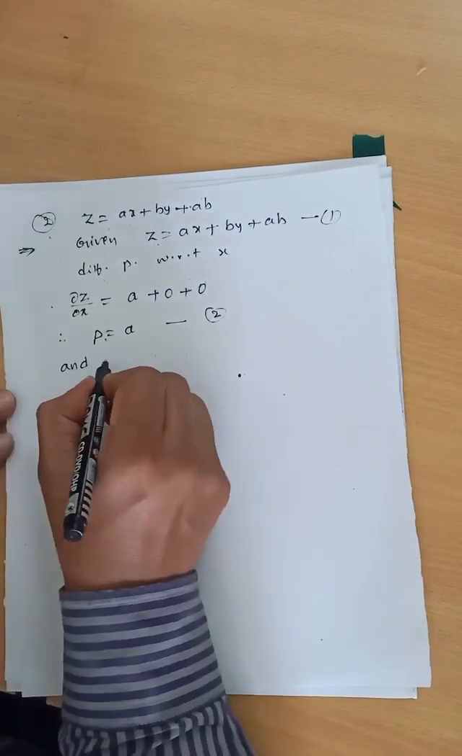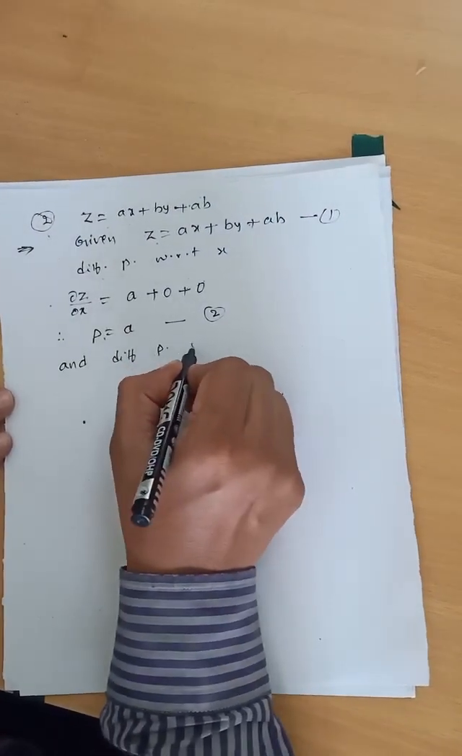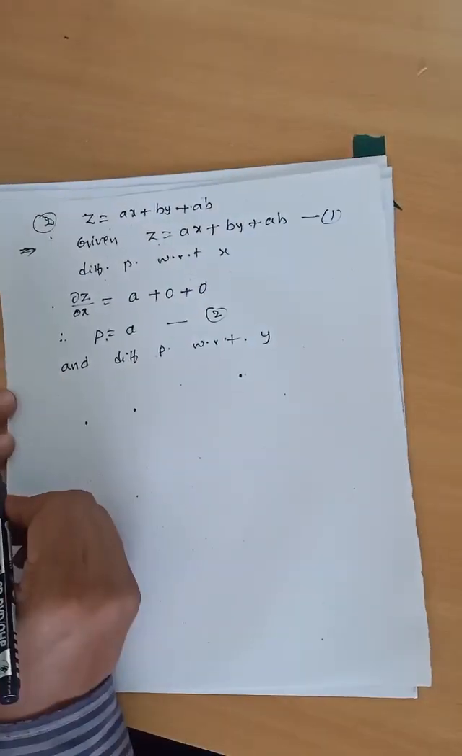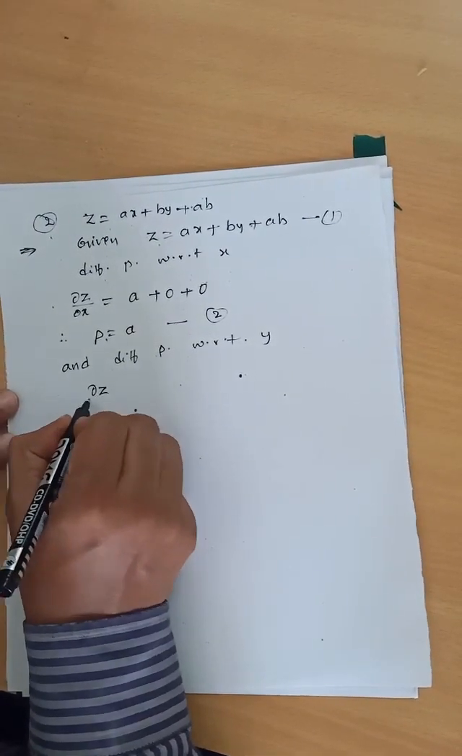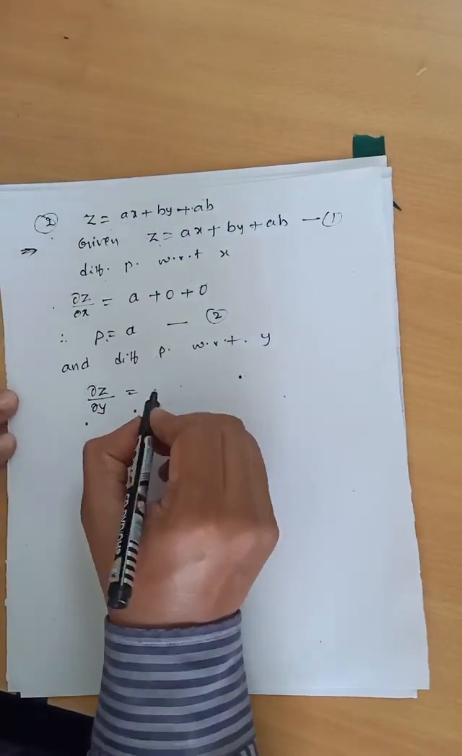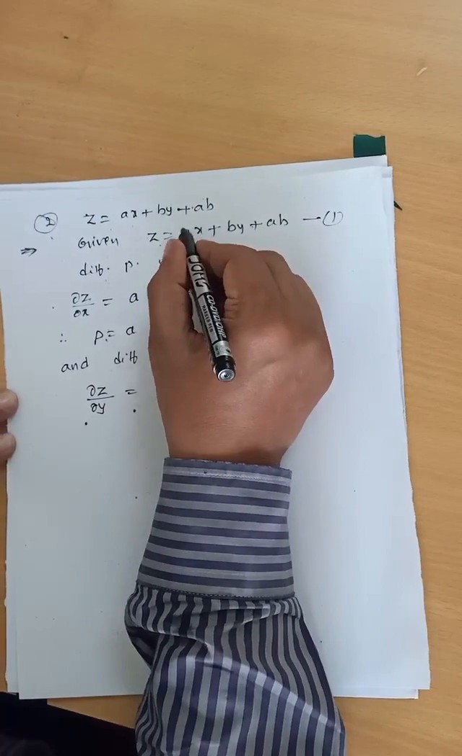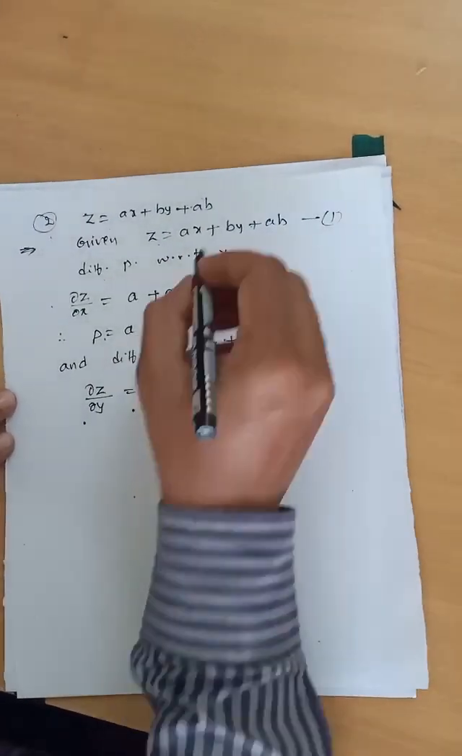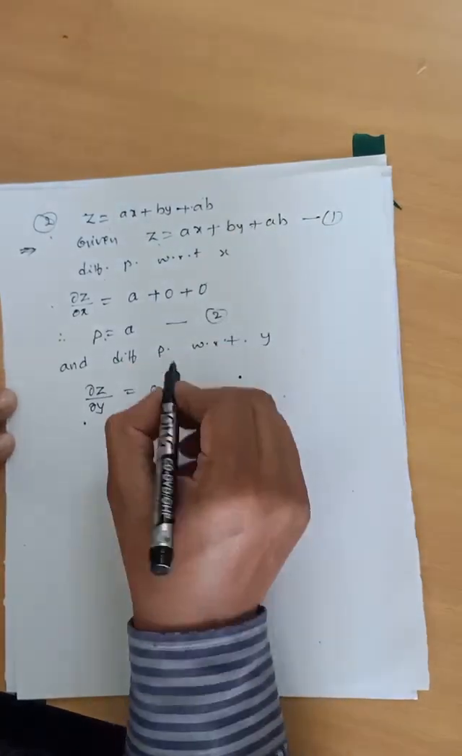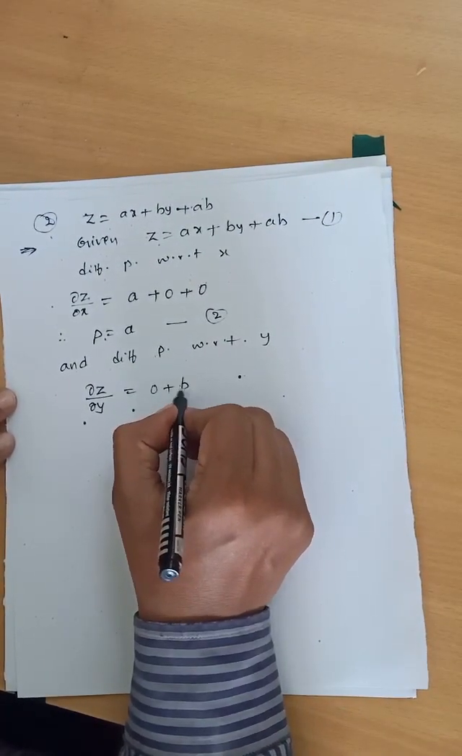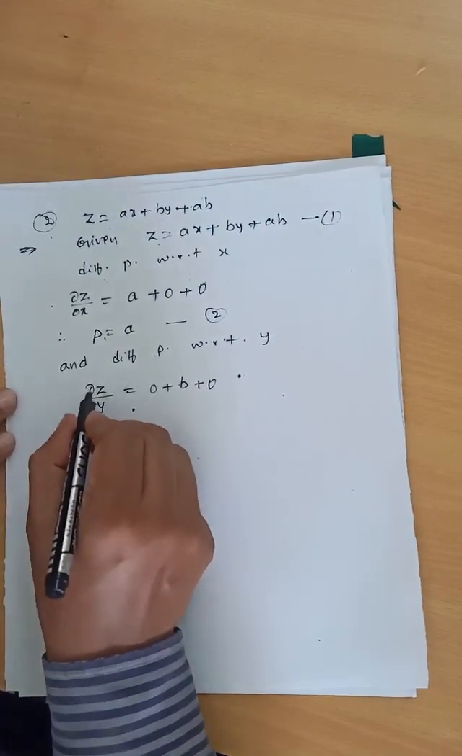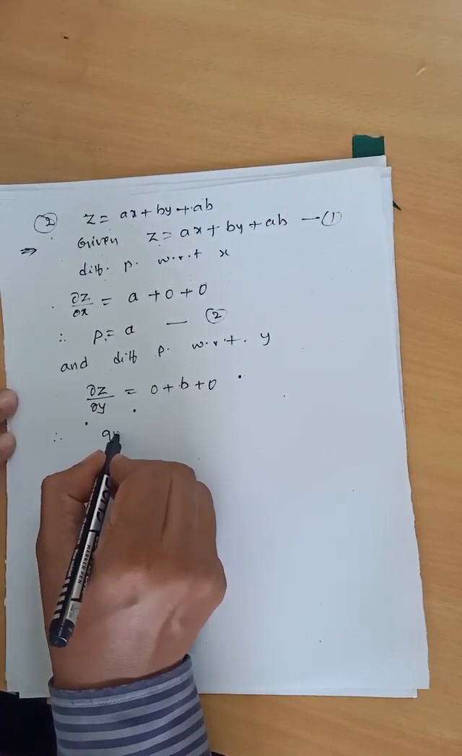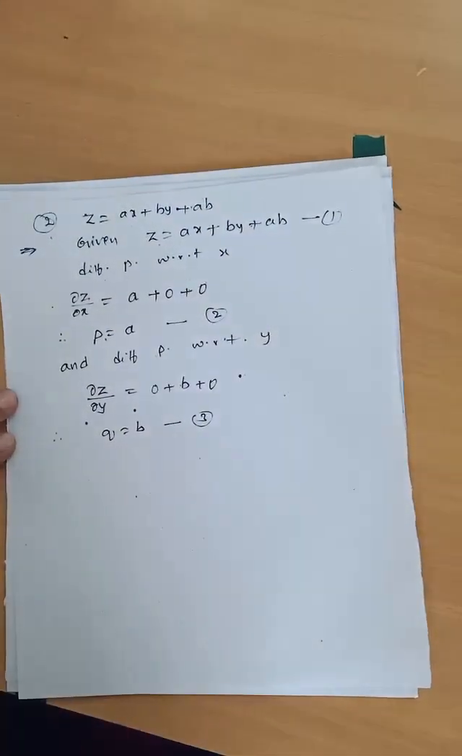And differentiate partially with respect to y. In every problem, first with respect to x, next with respect to y. That is, dou z by dou y is equal to: with respect to y, the ax term is constant so its derivative is 0. The by term gives b into 1, plus 0, since ab is purely constant. Therefore, denoting dou z by dou y as q, q is equal to b. Call this equation number 3.